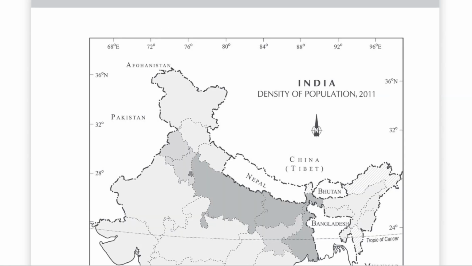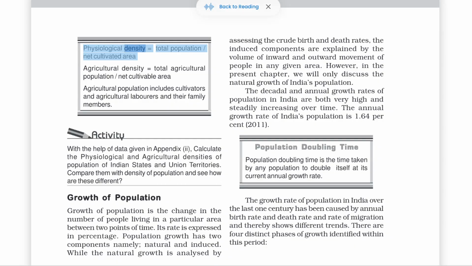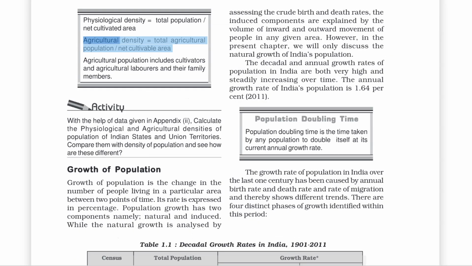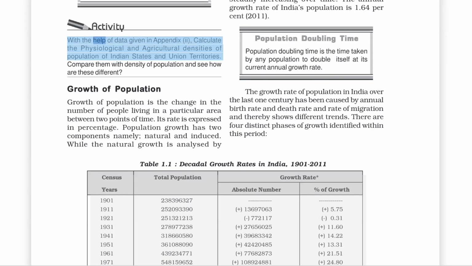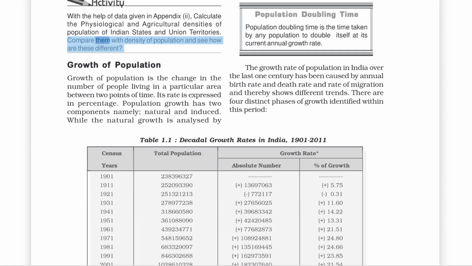India, density of population. Physiological density equals total population/net cultivated area. Agricultural density equals total agricultural population/net cultivable area. Agricultural population includes cultivators and agricultural laborers and their family members. With the help of data given in Appendix 2, calculate the physiological and agricultural densities of population of Indian states and union territories. Compare them with density of population and see how they are different.